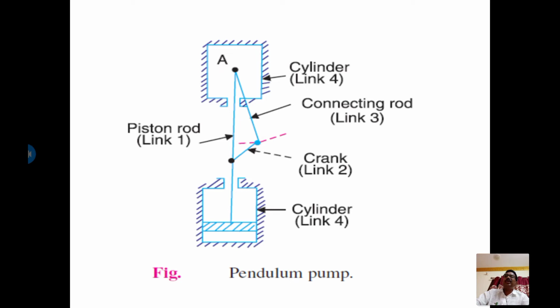So these are the 4 links. Only one is a sliding pair, that is, the piston rod reciprocating with respect to the cylinder. The remaining are turning pairs, that is, crank 2 rotating with respect to the fixed element and the connecting rod oscillating. So 3 are turning pairs and only one is a sliding pair.